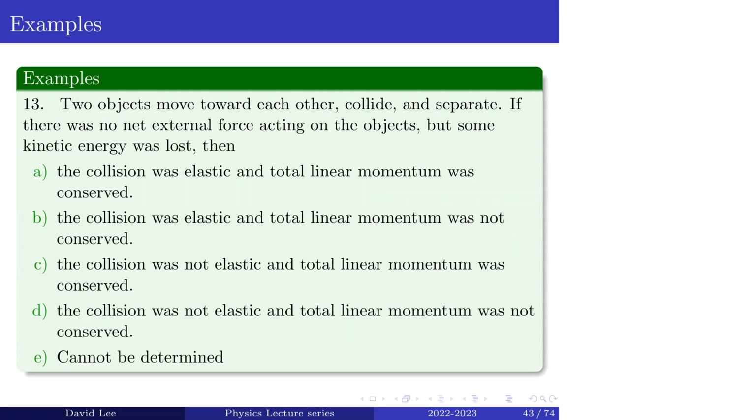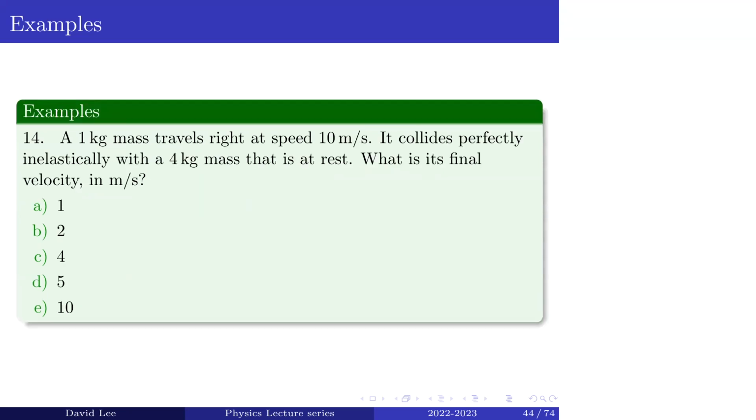All right. Yeah, it's been a minute. So I'll close the poll. And this time everyone got it correct. So yay. I'll just quickly explain. If there's no net external force, then momentum is always conserved. So B is wrong and D is wrong. And if there's some kinetic energy that's lost, it's also not elastic. So the correct answer would be C. Okay, let's go on to the next problem.